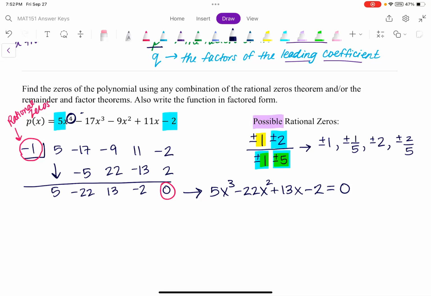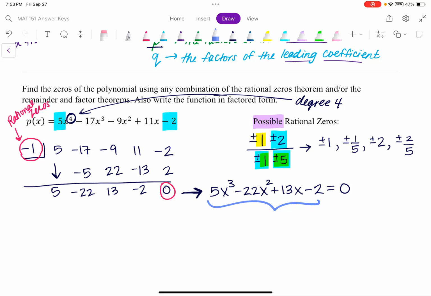Remember, the original function that we started with was degree 4. Therefore, we're looking for 4 zeros altogether. We've already found 1, and now that means we need to find 3 more. Now, the reason I recommend that you write your equation off to the right-hand side is because there's a chance we're going to need to do another round of synthetic division. And if that's the case, it's much easier to stack your synthetic division one on top of the other rather than having to start over rewriting your values. So now we're looking at 5x cubed minus 22x squared plus 13x minus 2.